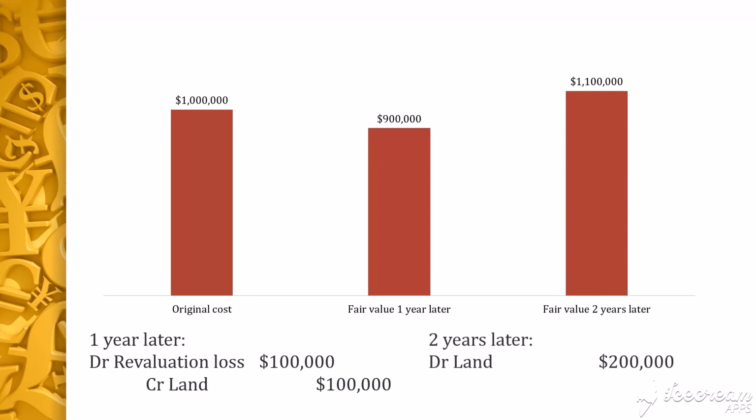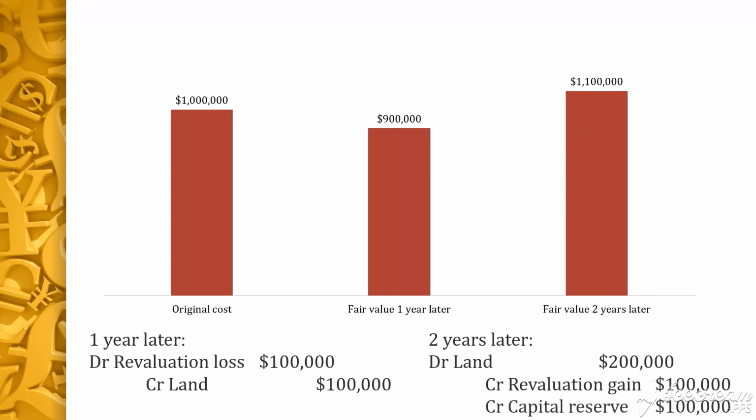I will not credit capital reserve yet because I have recognized a revaluation loss of $100,000 in the previous year. I will credit revaluation gain by $100,000 up to the revaluation loss previously recognized. Only after I recognize the revaluation gain equal to the total revaluation loss previously recognized, I will put the remaining into the capital reserve. That is, to credit capital reserve by $100,000.